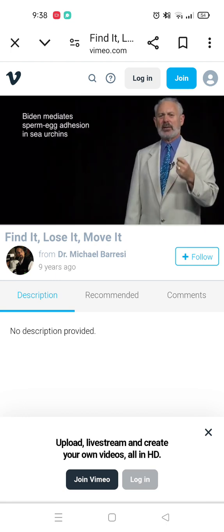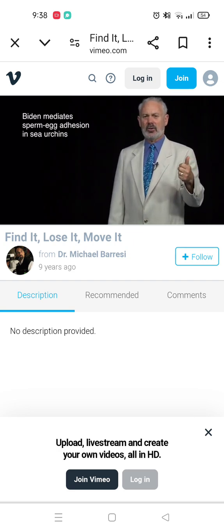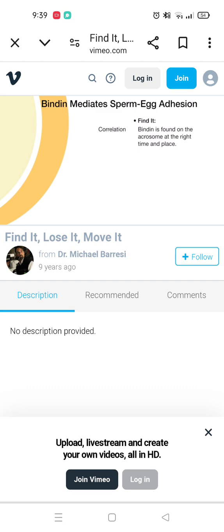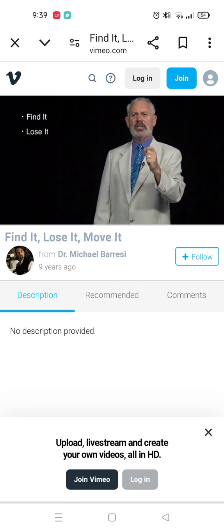So the evidence that bindin mediates sperm-egg adhesion in sea urchins is, find it, which is the correlation. Bindin is found on the acrosome at the right time and place. It's found on the place where the sperm contacts the egg. Lose it. This is negative inference. This is the loss of function, where inhibitors against bindin inhibit sperm-egg interaction. They inhibit the adhesion of sperm and egg. And then move it, positive inference, the gain of function evidence, is that bindin beads will aggregate the eggs together, and indeed it's species specific. So that's the first find it, lose it, move it evidence.